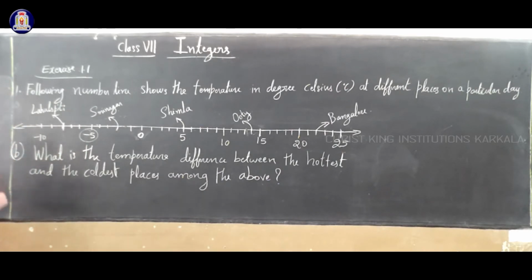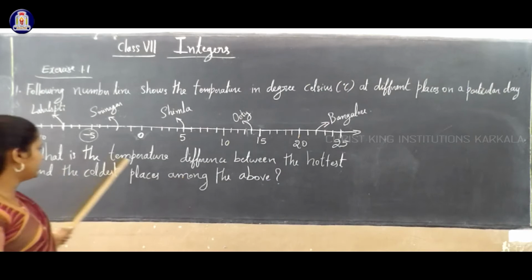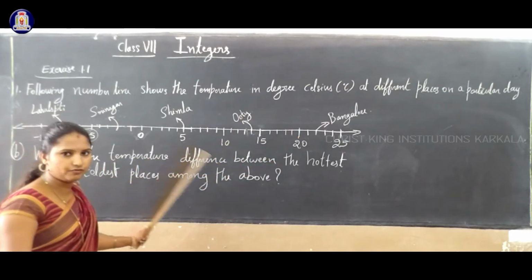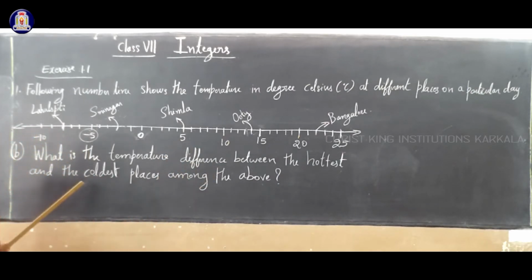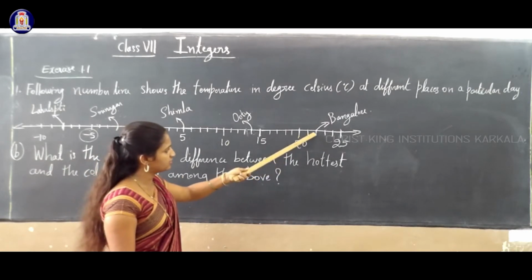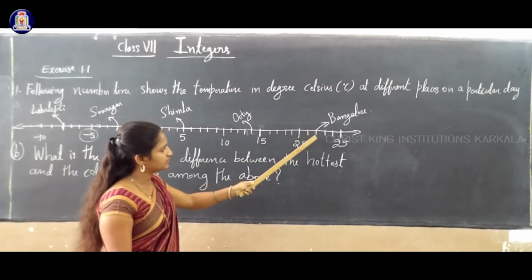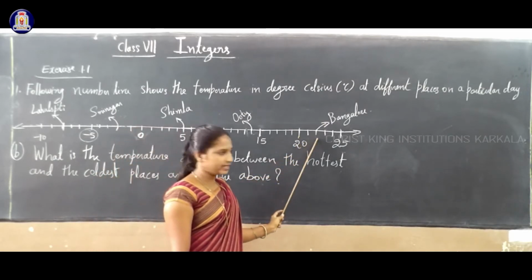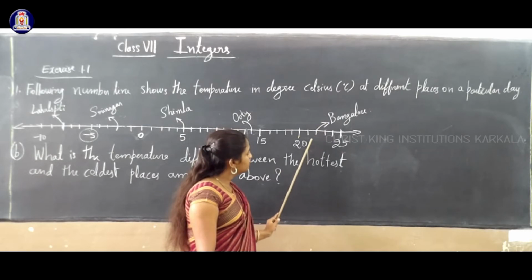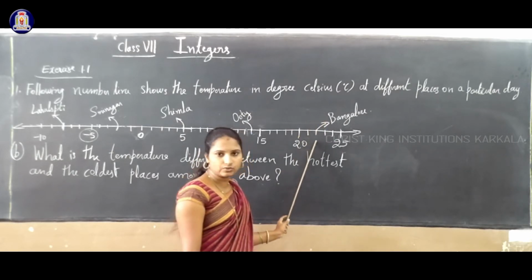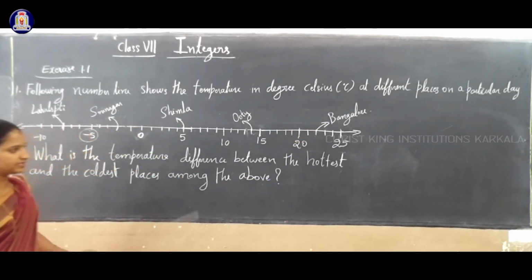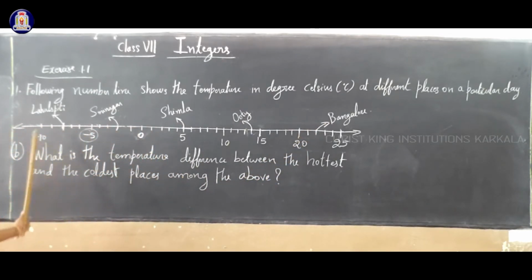What is the question? You have to find the difference between the hottest and the coldest place. So first you have to identify the hottest place in the given number line. See here, +22 is marked as Bangalore city. The temperature of Bangalore city is +22 degrees Celsius. That is the hottest place in this number line.